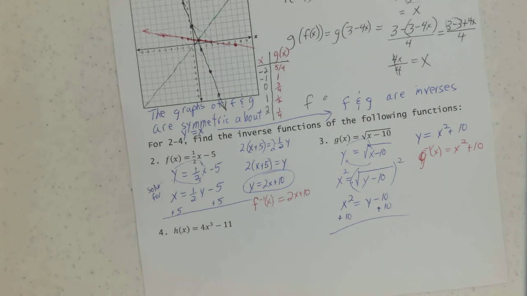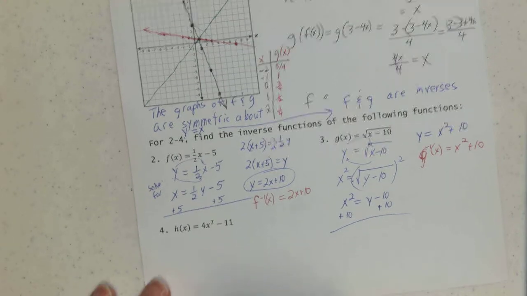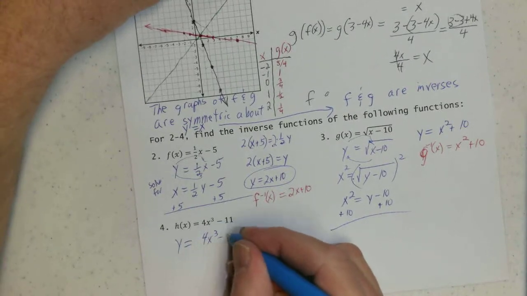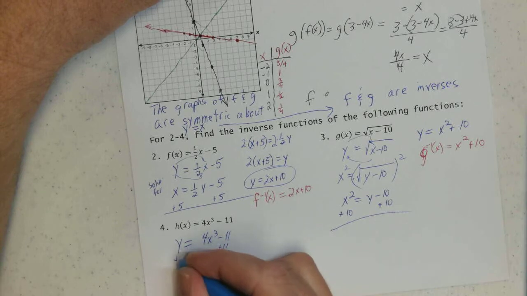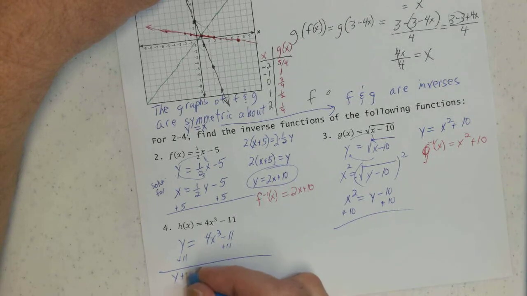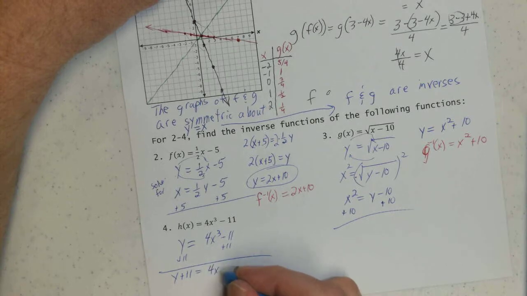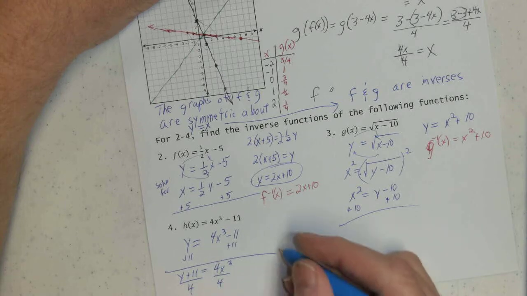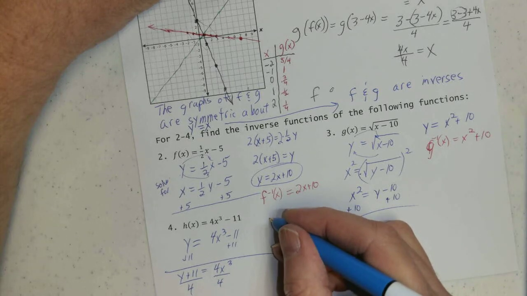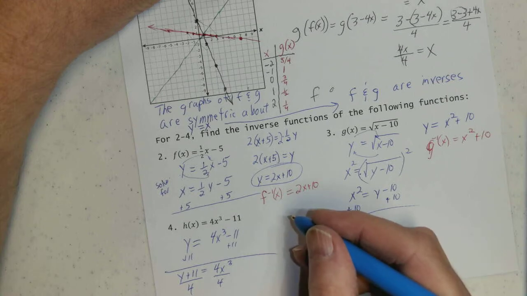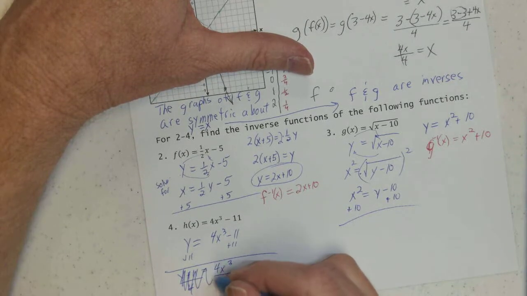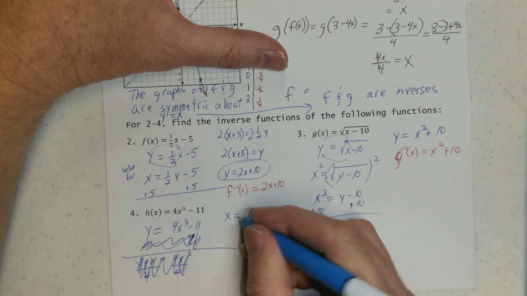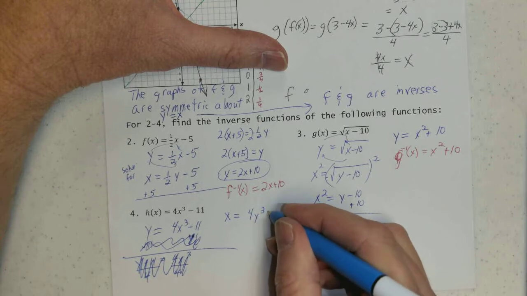Alright, one more. Y equals 4x cubed minus 11. So let's add 11 to both sides. And I got y plus 11 equals 4x cubed. Let's divide by 4. Okay, reboot. Okay, I didn't switch. X equals 4y cubed minus 11.